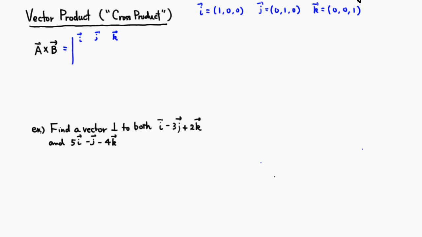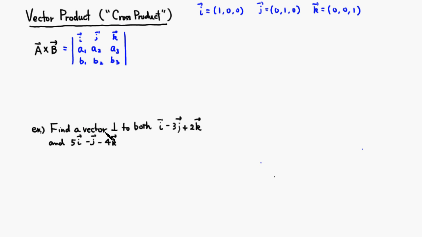Then, first you write down the components of vector A. So I'm going to put A1, A2, and A3, and then B1, B2, and B3. Using this notation, actually, let's dive right into an example. How do you compute this?